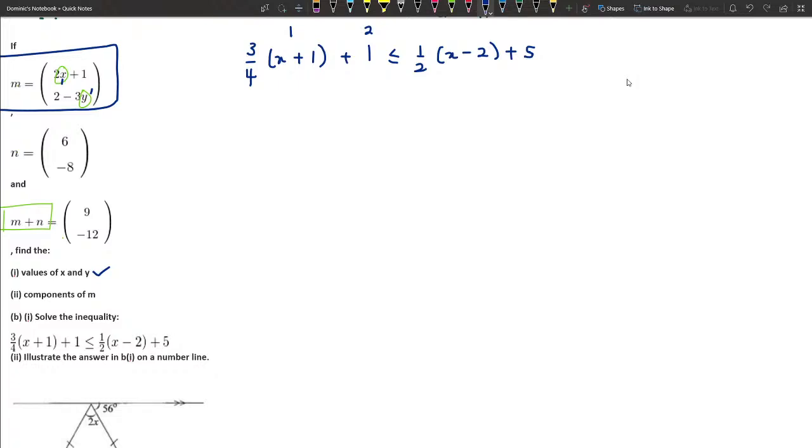Because this one, we have a lot of them here. We have x plus 1, and then we have 3/4. But because of the brackets, we take all these to be one term. This is also another term, and this is also another term. So we have 4 terms. Why do we need to know the number of terms?